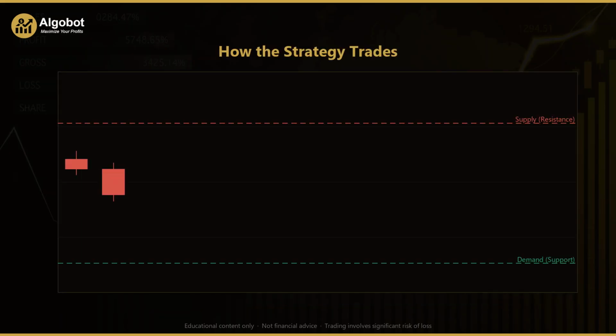Let's bring this to life on the chart. What you're seeing is an illustrative euro-dollar sequence, and I've marked the two zones the strategy has mapped. The red dashed line near 1.0900 is the supply ceiling, our resistance. The green dashed line near 1.0830 is the demand floor, our support. Remember, the strategy has no indicator panel below the price. The zones themselves are the entire signal.